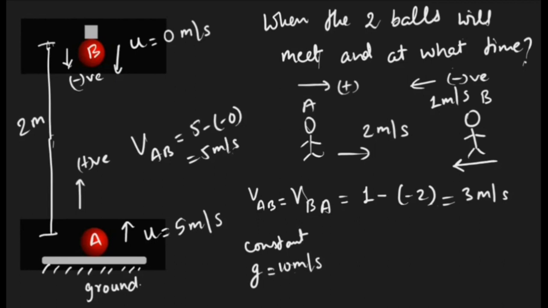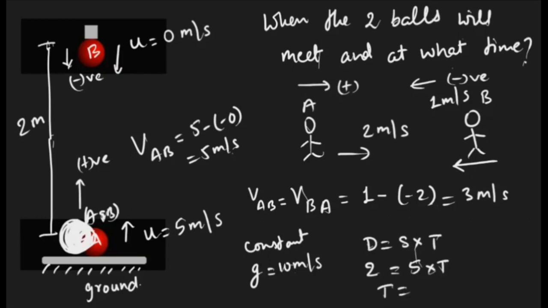Now remove B and put it over here. As a whole, A and B are combined into one ball. Now it has to cover how much distance? 2 meters. Since the acceleration is constant, distance is equal to speed into time. Distance is 2 meters and speed is 5, so 5 into time equals 2, and therefore time is 2 divided by 5, which is 0.4 seconds. So the time taken by these two balls to meet would be 0.4 seconds.